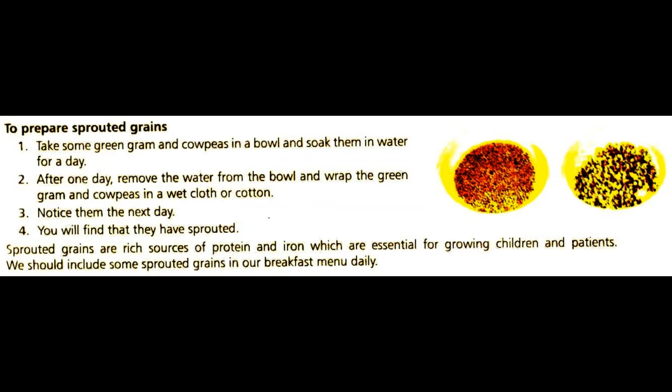First, take some green gram and cowpeas in a bowl. Soak them in water for a day, at least 14 to 15 hours. After one day, remove the water from the bowl and wrap the green gram and cowpeas in a piece of wet cloth or some cotton. Notice the next day, you will find that they have sprouted.